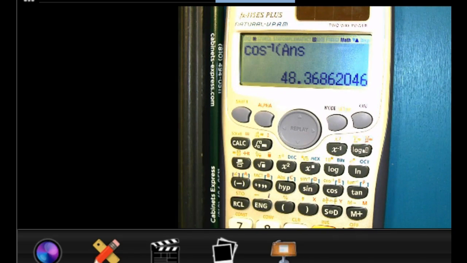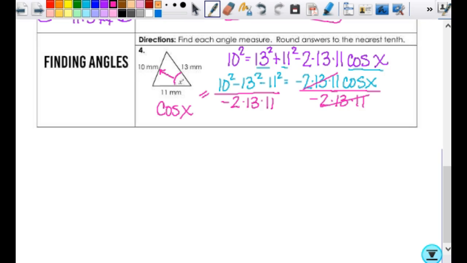Oh, you could have done that too. Even here, you could have typed it in all at once and had x equal the cosine inverse of all of that stuff. Like plug all that in there. That's fine, and then you can do it all in one step.